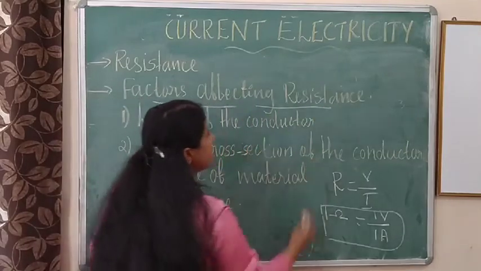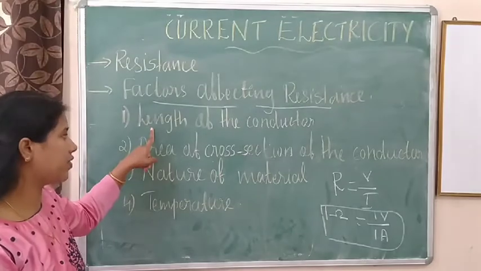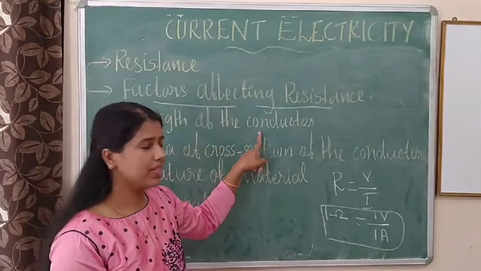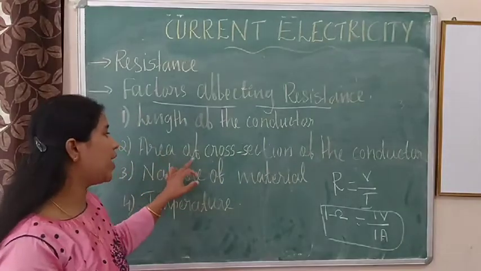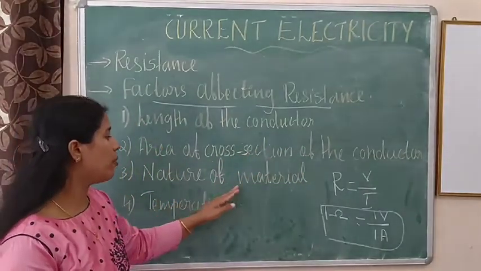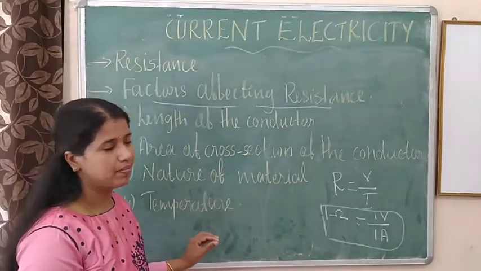Then what are the factors affecting resistance? First factor is the length of the conductor. Second, area of cross section of the conductor. Third is nature of material. Fourth is temperature of the conductor.